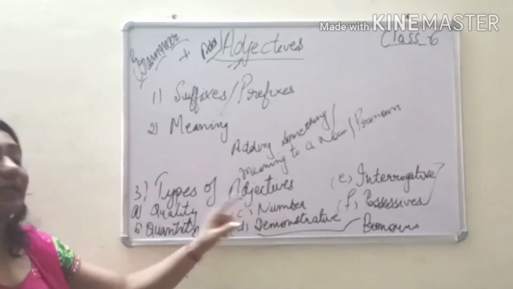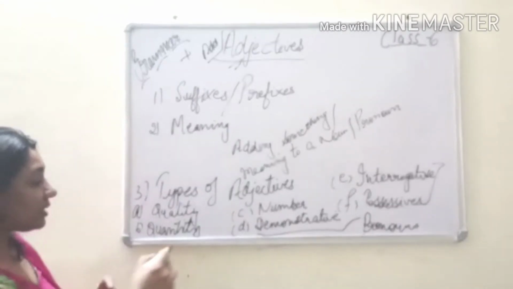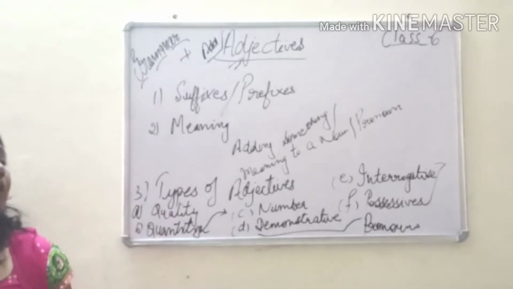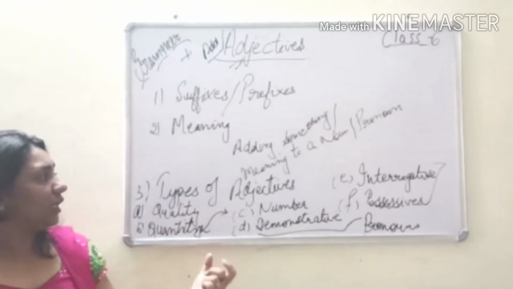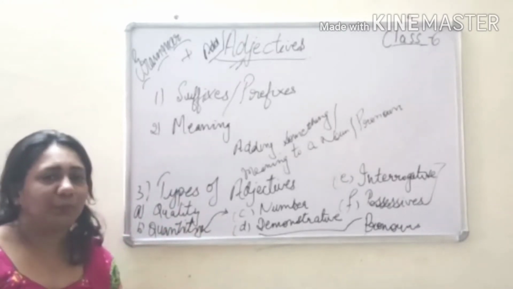Along with that, we will be doing adjectives of number, quality and quantity. We will be seeing the difference between quantity and number also. So let's study these types in detail today. Are you all ready? Let's go.